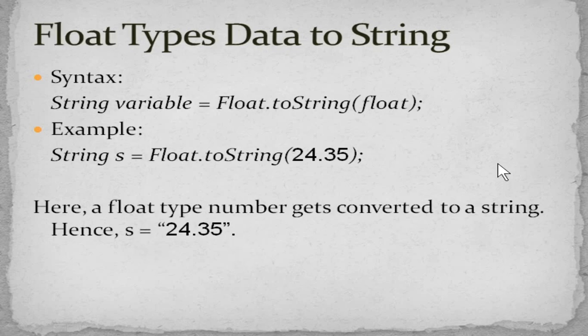Next is float type to string. Here you are going to have a string variable, then equals, then Float.toString, and within brackets you should have a float value. For example, String s = Float.toString(24.35), which will be converted from a float value into a string and stored in s. So you will have a value converted to string, stored in s here.